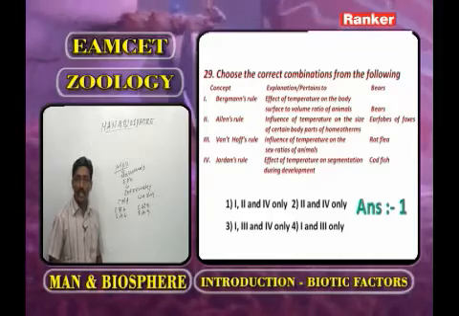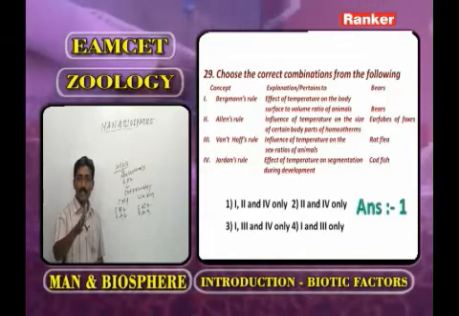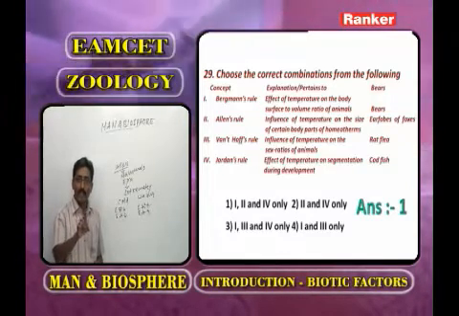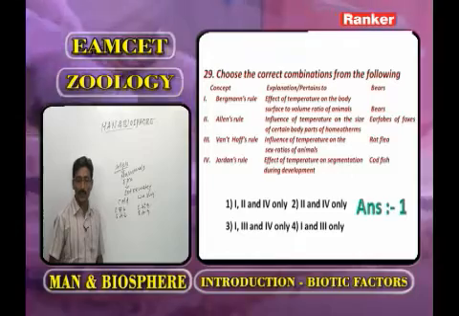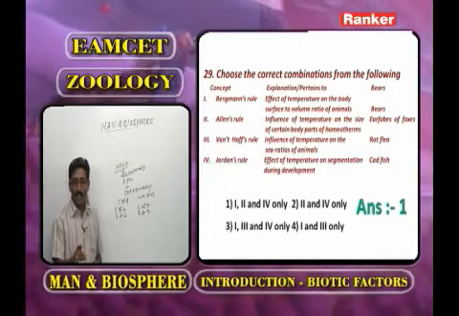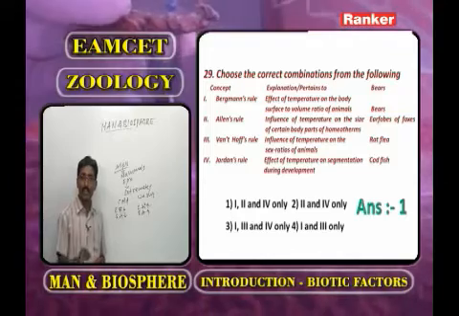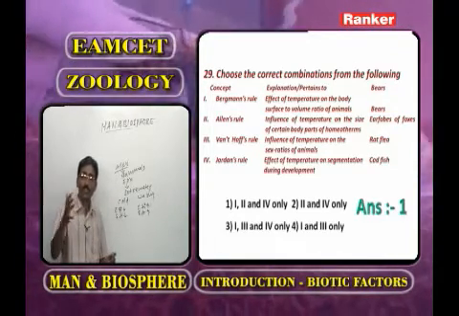Now, what about Jordan? According to the Jordan rule, the temperature effect is on segmentation only in the early stages. Now, you have to observe the fourth option, effect of temperature on segmentation during development. If temperature is less, segmentation is more.